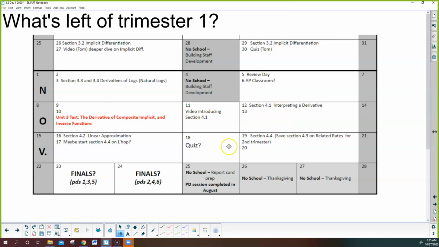But then we get a little bit of chapter 4 or unit 4, which is a pretty small unit. And then we have finals. Now I just want to quickly mention finals. Finals are not going to be a heavily weighted grade. The finals are going to be the same amount as every test.